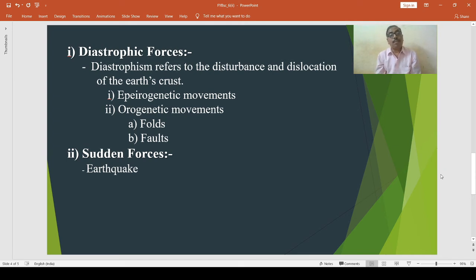Horst or block mountain. Horst means an elevated block of land between two parallel faults. Due to displacement, the earth crust is raised between two parallel faults. The upthrown block stands like a mountain and is known as horst.